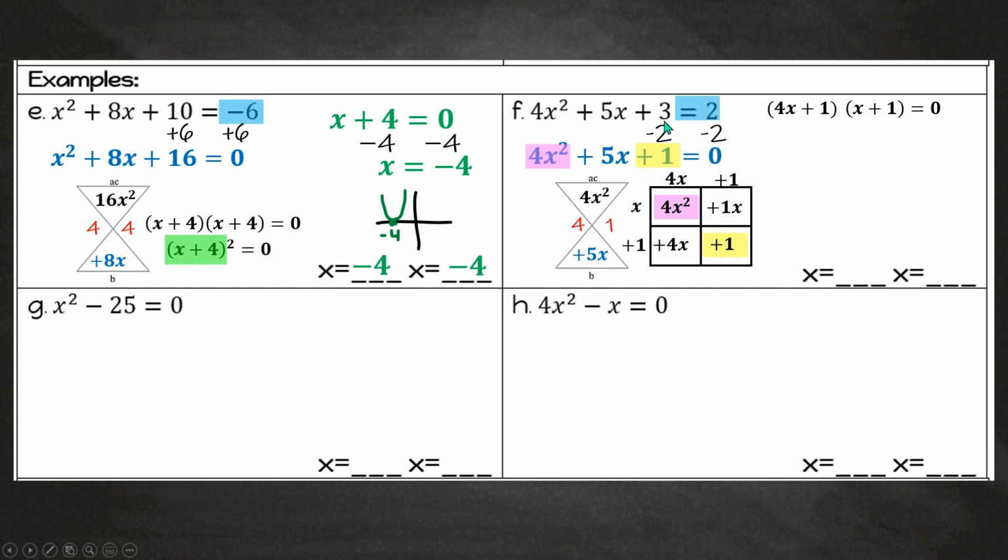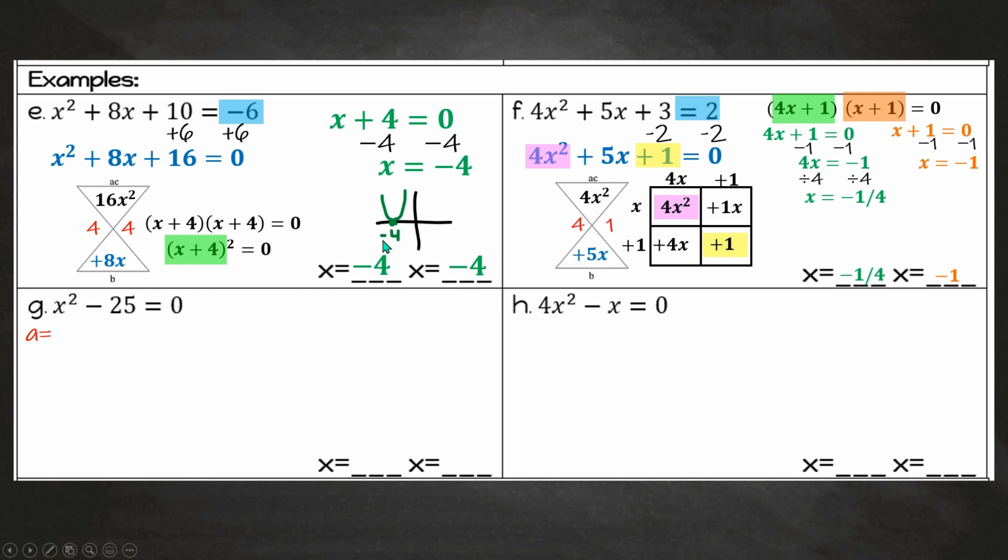So now that I've factored this quadratic polynomial to 4x plus 1 multiplied by x plus 1 is equal to 0, I'm then going to use my zero product property rule. So 4x plus 1 is equal to 0, subtract 1 from both sides, divide by 4, and x is equal to negative 1/4. Then I'm going to take that x plus 1, set it equal to 0, so subtract 1 from both sides, and x is equal to negative 1. So these are the two possible solutions for this quadratic equation that would make it 0.